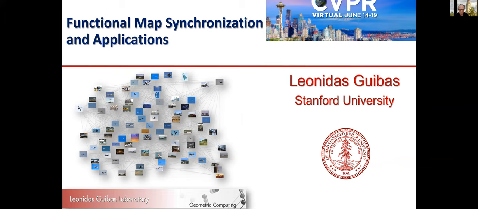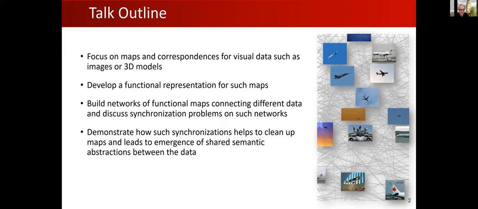A brief outline of the talk is here. I'm going to focus on maps and correspondences between visual data, such as images or 3D models. We'll then develop a functional representation for such maps. I'll explain what this means. And then we'll build networks of functional maps that connect different data sets and show how to synchronize the maps. And finally, we'll discuss how such an approach helps to both clean up the maps and also leads to the emergence of shared semantic abstractions between the data in purely unsupervised ways.